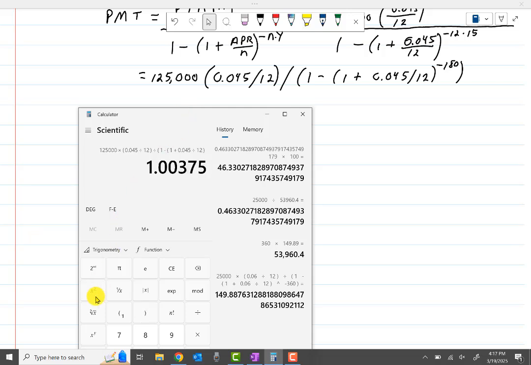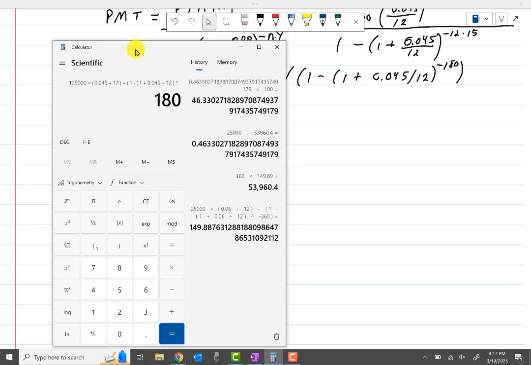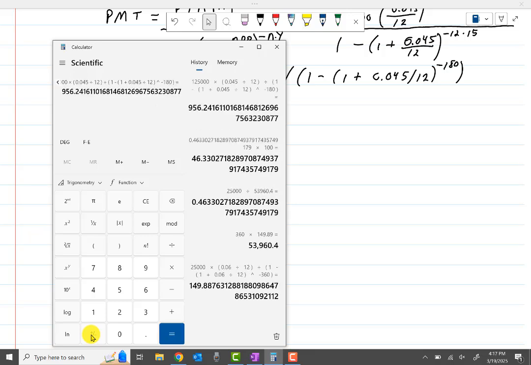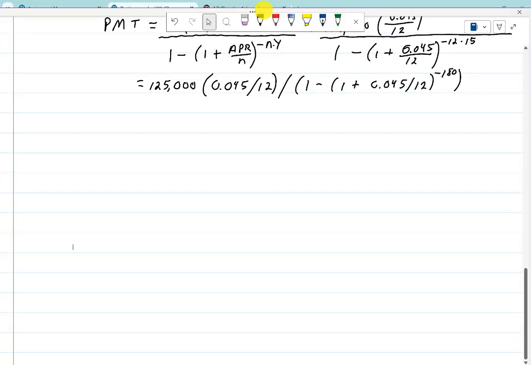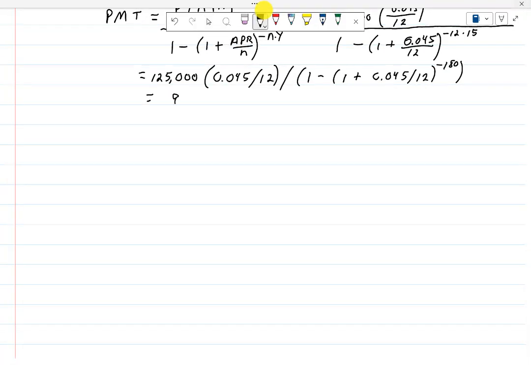Now if I remember correctly, I have to hit the exponent button, and then I'm going to put in 180, but then I have to hit the minus button after I typed 180. So let me hit the minus, right? And then I'll finish my parenthesis, and then hit enter. It looks like 956.24. And that was part A.